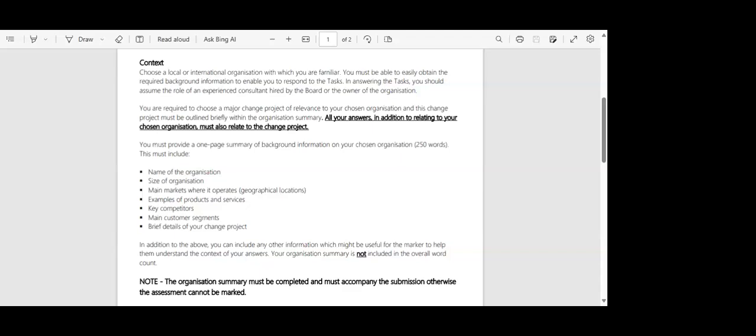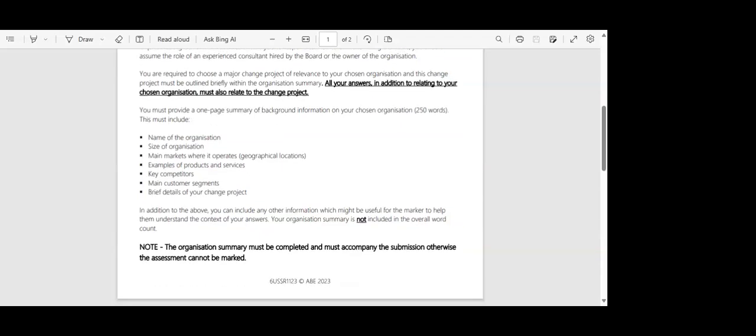So this summary is excluded, and you should make sure your summary sticks to the 250 words, not going above or below that. Also, when writing the organization summary, go with the order: name, size, main markets, examples, key competitors, main customer segments, and brief details about that.